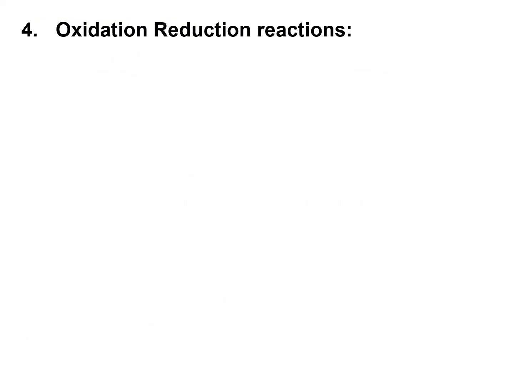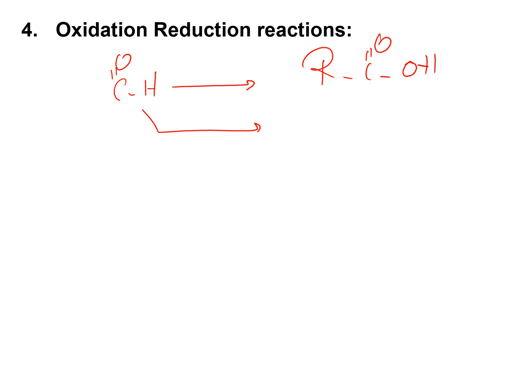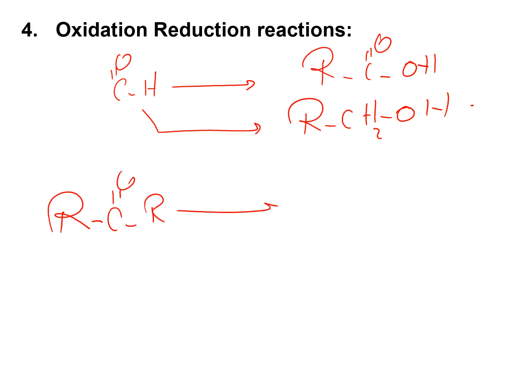Finally, the oxidation reduction reactions. These are very simple types of reactions. As you know, if you oxidize any aldehyde, you will end up with an acid. And if you reduce them, you will end up with an alcohol. So this is as simple as it is. In case of ketones, you can oxidize them using specific oxidizing agents such as conc nitric, and this will give an acid.